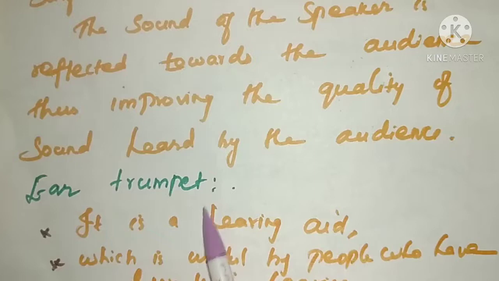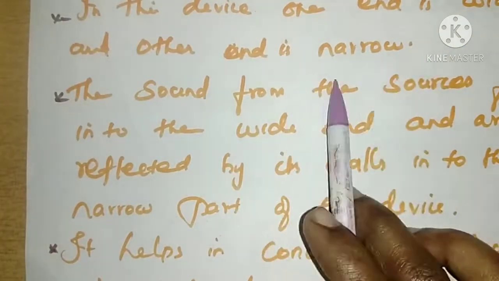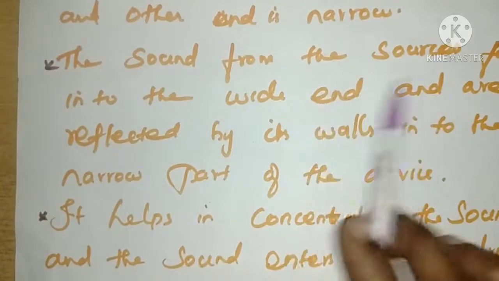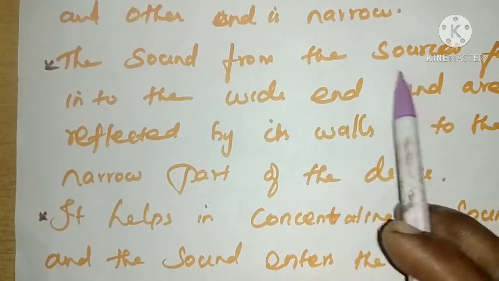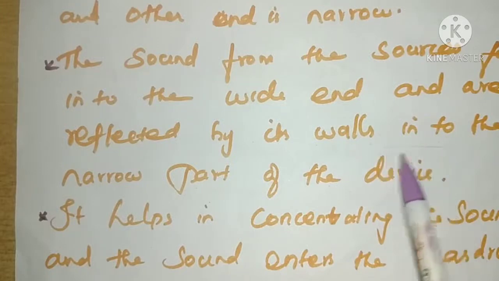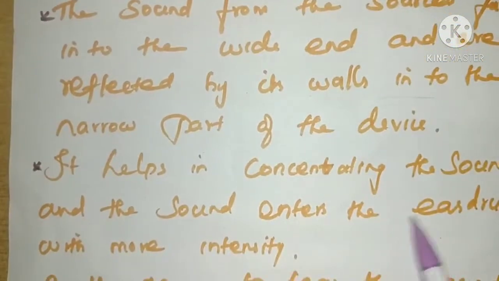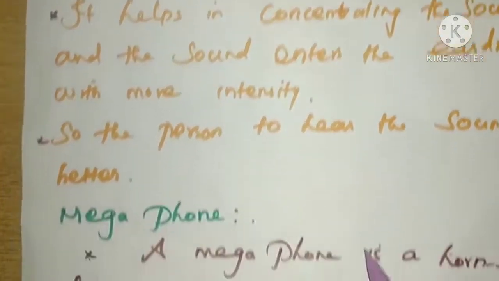So we learned about the ear trumpet. It is a hearing aid useful for people who have difficulty in hearing. In this device, one end is wide and the other end is narrow. The sound from the source falls into the wide end and is reflected by its walls into the narrow part. It is reflected many times into the narrow part, so the intensity of the sound increases. It helps in concentrating the sound, and the sound enters the eardrum with more intensity, so the person hears the sound better. So this is the application of the echo, reflection of sound. The next one is the megaphone.